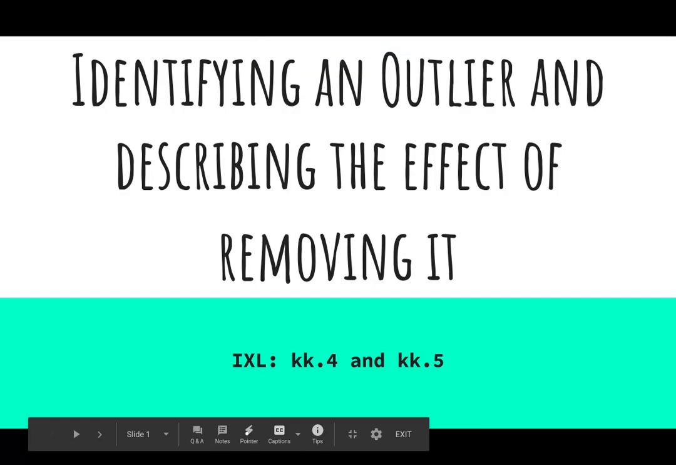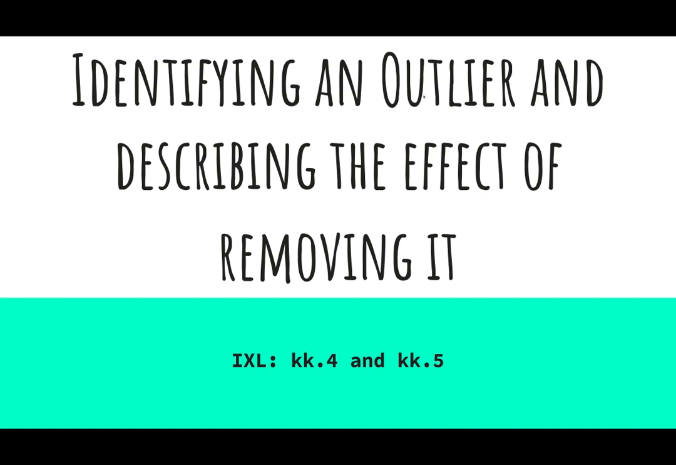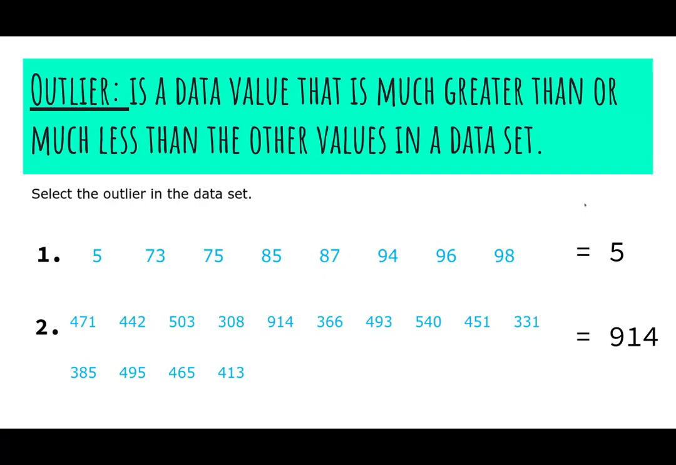We're going to start off the week by identifying an outlier and describing the effect of removing it. On IXL, it's going to be KK.4 and KK.5. So the first thing we want to do is go over what an outlier is. It's a data value that is much greater than or much less than all the other values in a data set.